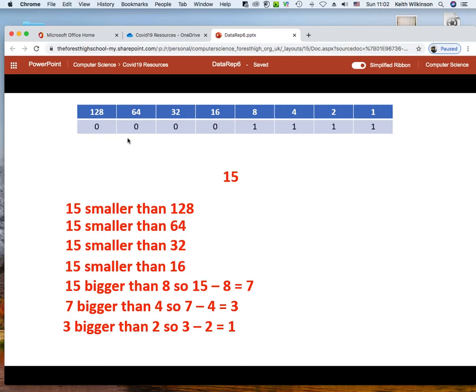So there we go. That's our number 0, 0, 0, 0, 1, 1, 1, 1. Notice that if it's smaller, there's a 0. If it's bigger, there's a 1, until we're left with the last one. It's either a 1 or 0 to put in there.